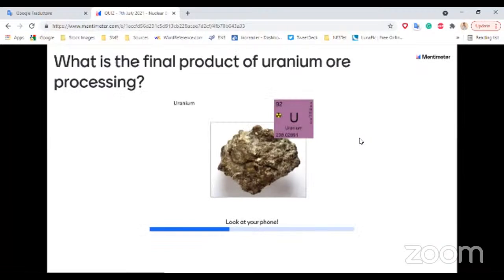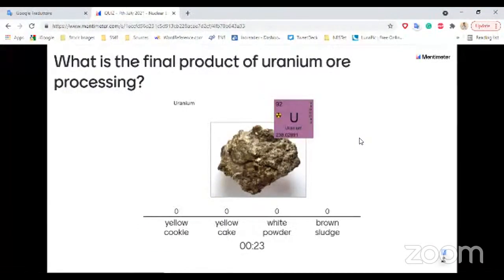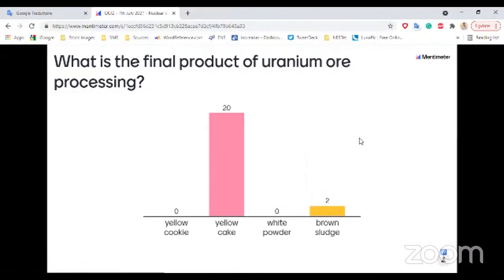So let's move to the 6th question. What is the final product of uranium ore processing? A yellow cookie, yellow cake, white powder, or brown sludge? Everyone has voted, and yeah, obviously it is the yellow cake. Congratulations. Let's move to the question number 7.